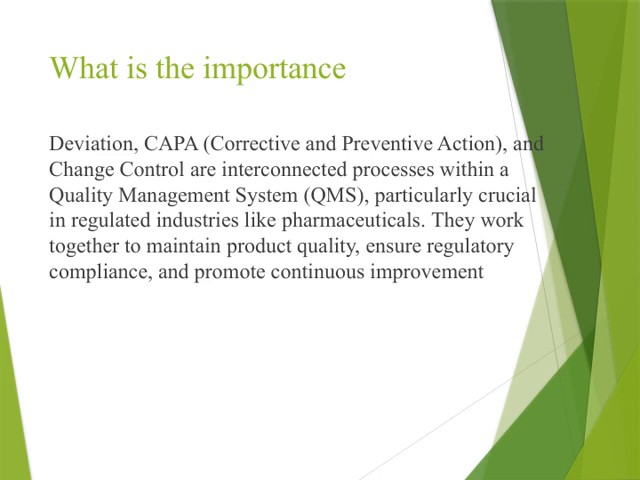They help us identify problems through deviations, then analyze and correct them with CAPA, and finally, implement necessary changes safely and effectively through change control. By doing this, we're not only fixing problems, but also preventing future ones, which promotes continuous improvement. Ultimately, these processes are vital to maintaining regulatory compliance and ensuring that the products we deliver are safe and effective for patients. They form the backbone of a robust quality system that supports ongoing excellence in our industry.